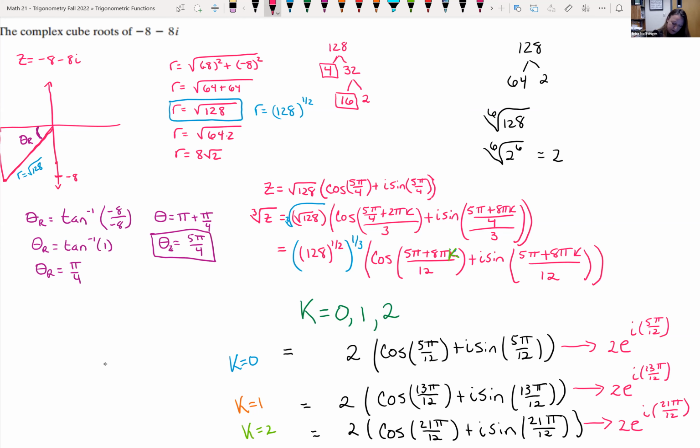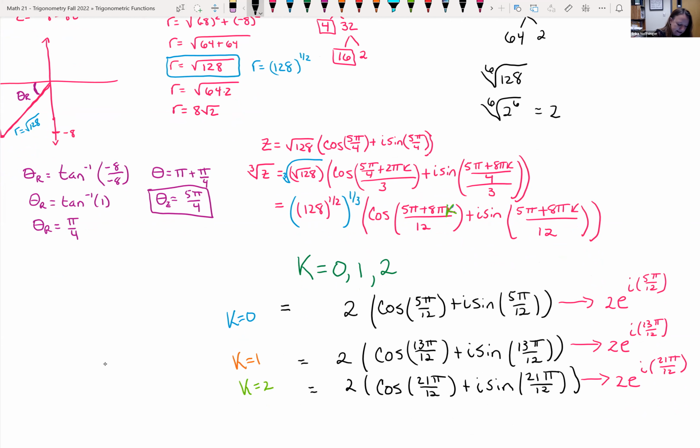And just notice that 21 pi and 12 have something in common, so we could technically reduce that fraction. So that would be 2 cosine. They both have 3 in common. 3 goes into 21 7 times, so 7 pi. 3 goes into 12 4 times, so 7 pi 4ths plus I sine of 7 pi 4ths. So in that form, for exponential, it is 2 times e raised to the I times 7 pi over 4.